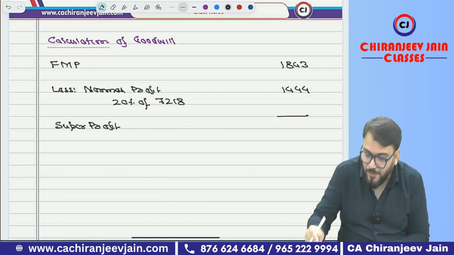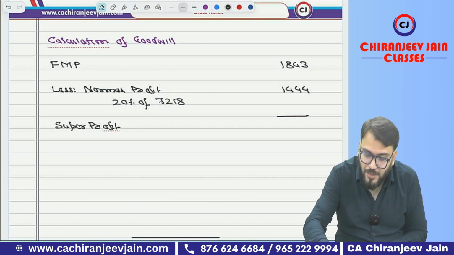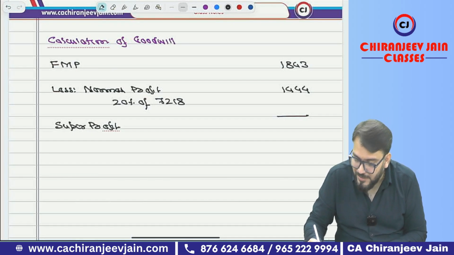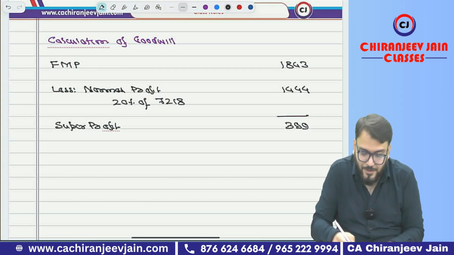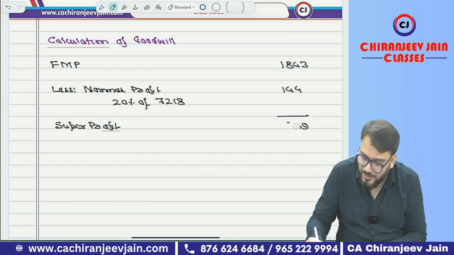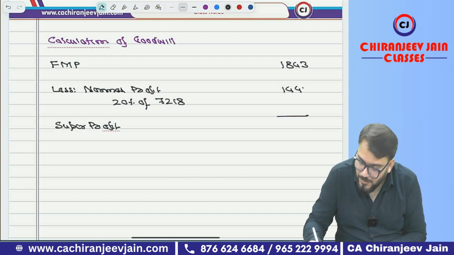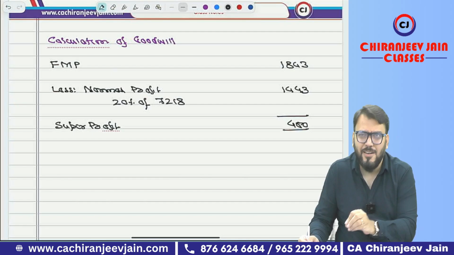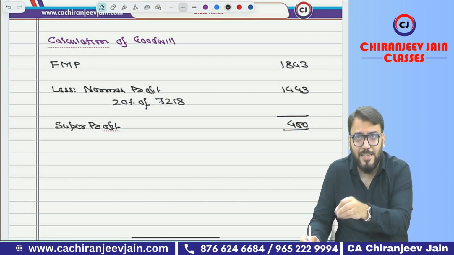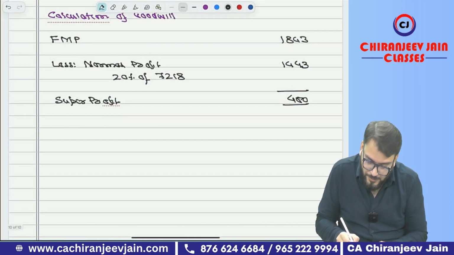So this becomes super profit. How much super profit? It is 1843 minus 1444 is equal to 399, or you can say 400 also if you want to write down 400. Means for rounding off you can do it. So it becomes 400. Or you can write 399. Or you can add decimals also. This is your choice.